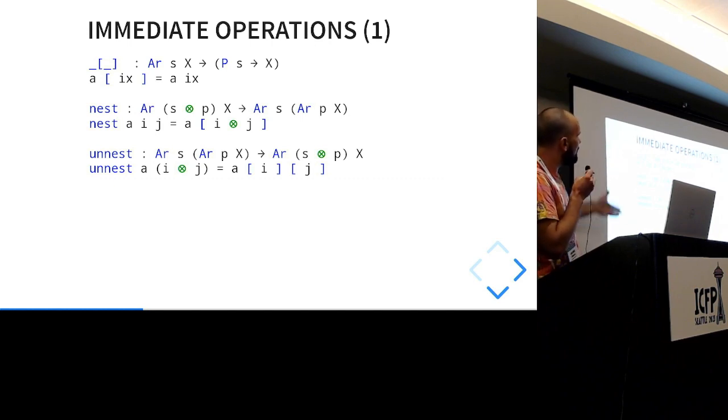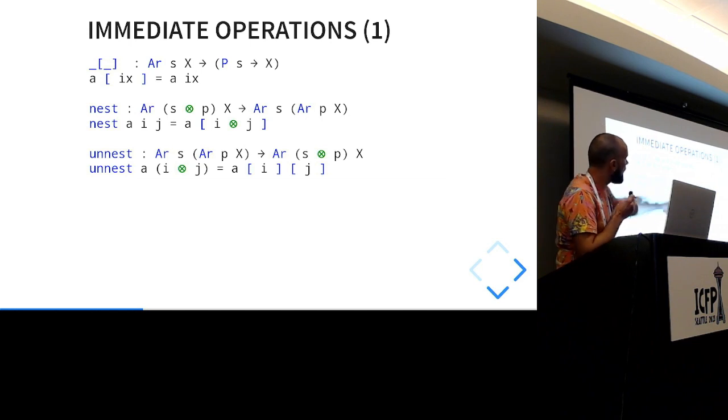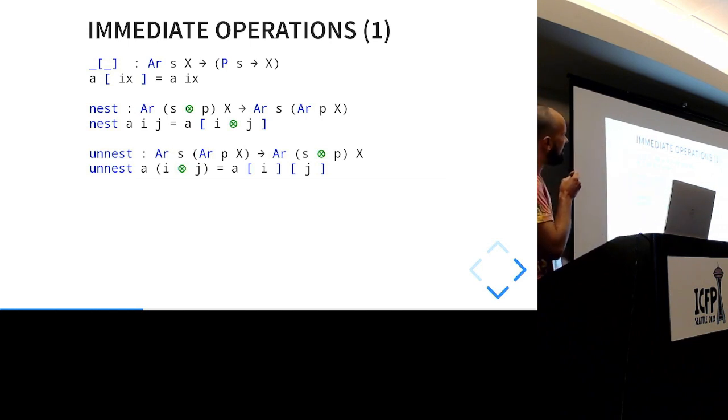So the functions immediately give us ways to construct and destruct arrays. As arrays are functions, you use lambda to construct an array and use application to select from an array. And we give it a bit of a nicer syntax with these square brackets here, but it's just the application. What is more interesting is that this product in the shapes gives us the ability to view our arrays of a product shape as nested arrays, right?